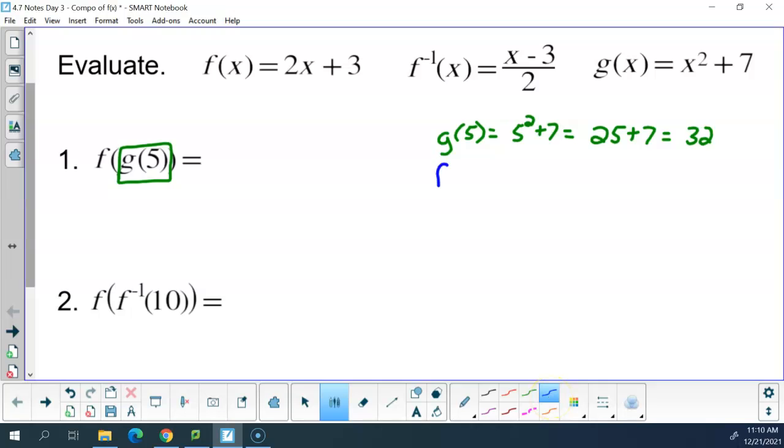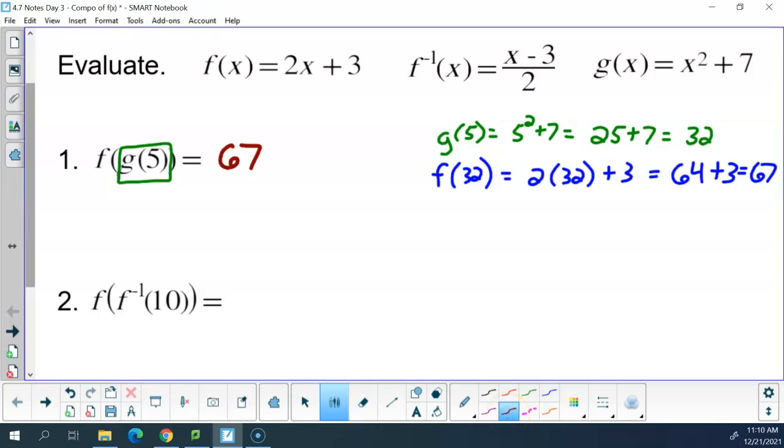So now we find f of 32. Because g of 5 is 32, we want to find f of g of 5. If g of 5 is 32, we find f of 32. So that means I'm going to plug 32 in for x in there. 2 times 32 is 64. 64 plus 3 is 67. So f of g of 5 is 67.